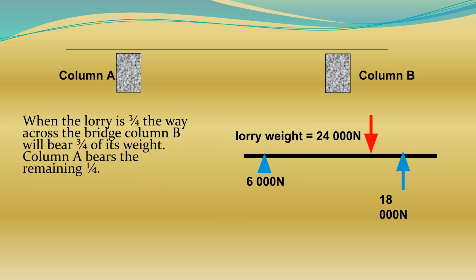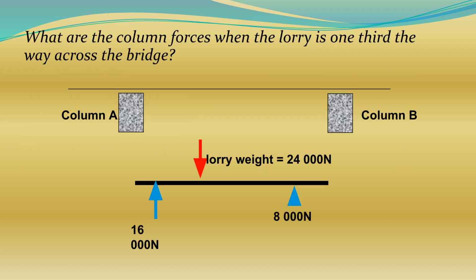When the lorry is 3/4 of the way across the bridge, column B will bear 3/4 of its weight, which is 18,000 newtons. Column A bears the remaining 1/4, which is 6,000 newtons. What are the column forces when the lorry is 1/3 of the way across the bridge? Column A bears 2/3 of the 24,000 newtons, which is 16,000 newtons. Column B bears the remaining 1/3, which is 8,000 newtons.